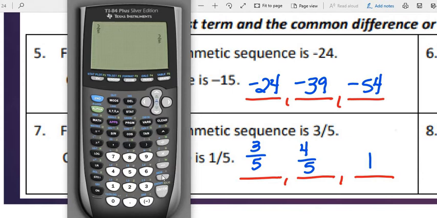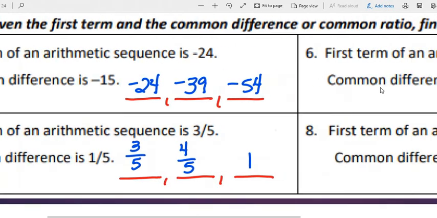And then I'm going to add my common difference of positive 1/5. Go to second, y equals, and hit enter. And it gives you 1. You will type in 1 over 5 and hit enter. So the next one, I see that my next fraction is 4/5, and then 1, because 5 over 5 reduces down to 1. So now I have my sequence right here.